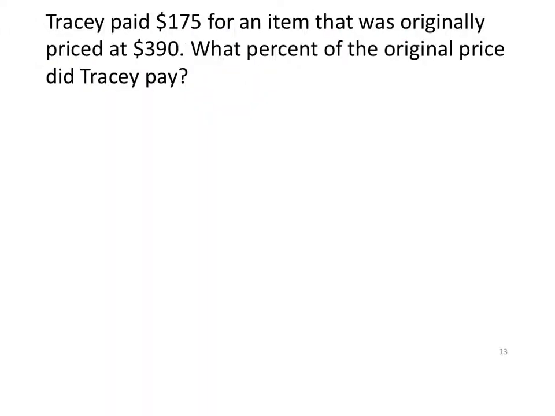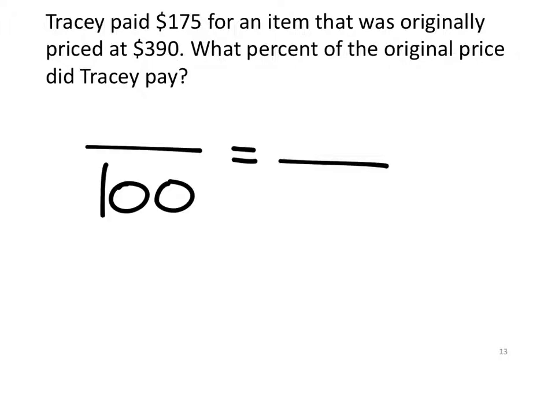Tracey paid $175 for an item that was originally priced at $390. What percent of the original price did Tracey pay? All right, well, this gives us another percent proportion, which we can set up. Well, the thing about this one, it did ask what percent, so I don't know the percent, and that's always over 100. So I've got x over 100.